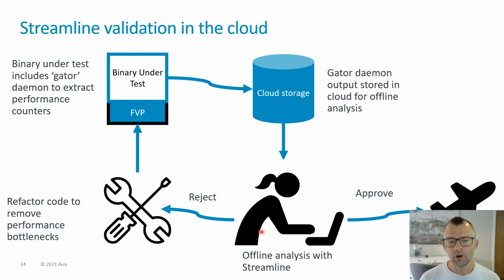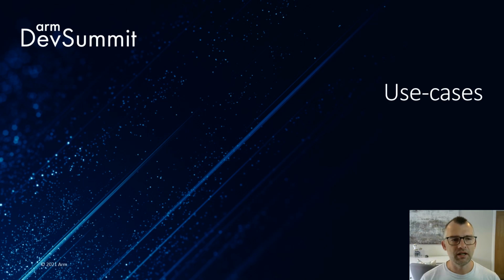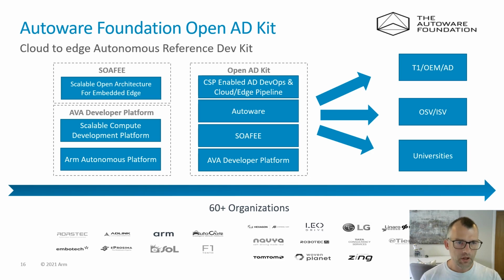So the developer will flag good or bad in terms of the release, and then we go back through that cycle of developing, again, refactoring and testing until we're ready to approve. So that's how we start to do validation in the cloud. So very quickly, a couple of use cases.